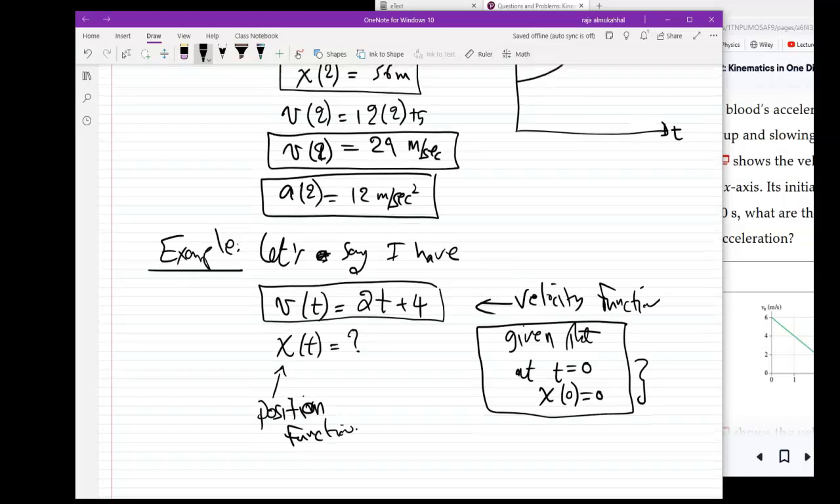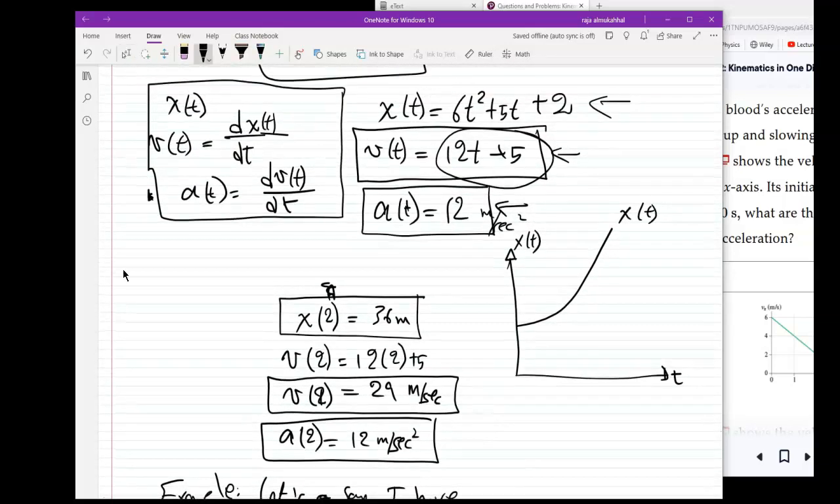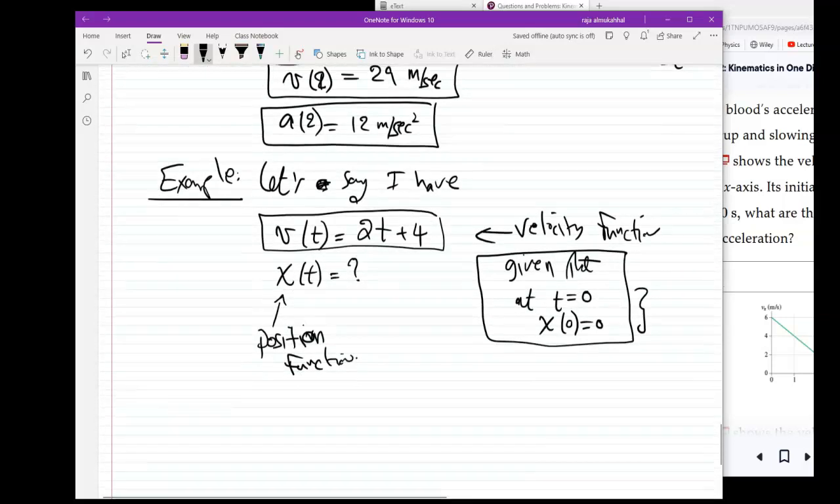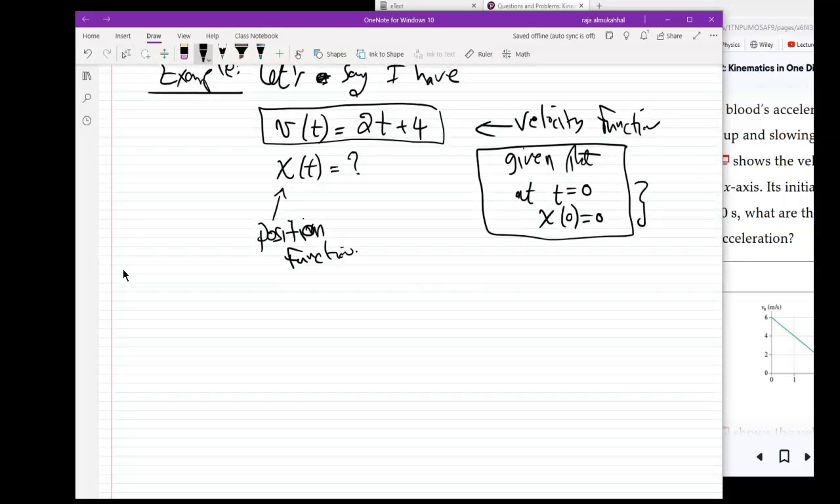Well, I know that the derivative of the position function will give me the velocity. So what is the position function equal to if I know the velocity? Well, it's just an integral, correct? So I'm going to integrate in this case. Therefore, x of t is equal to the integral of v of t dt.